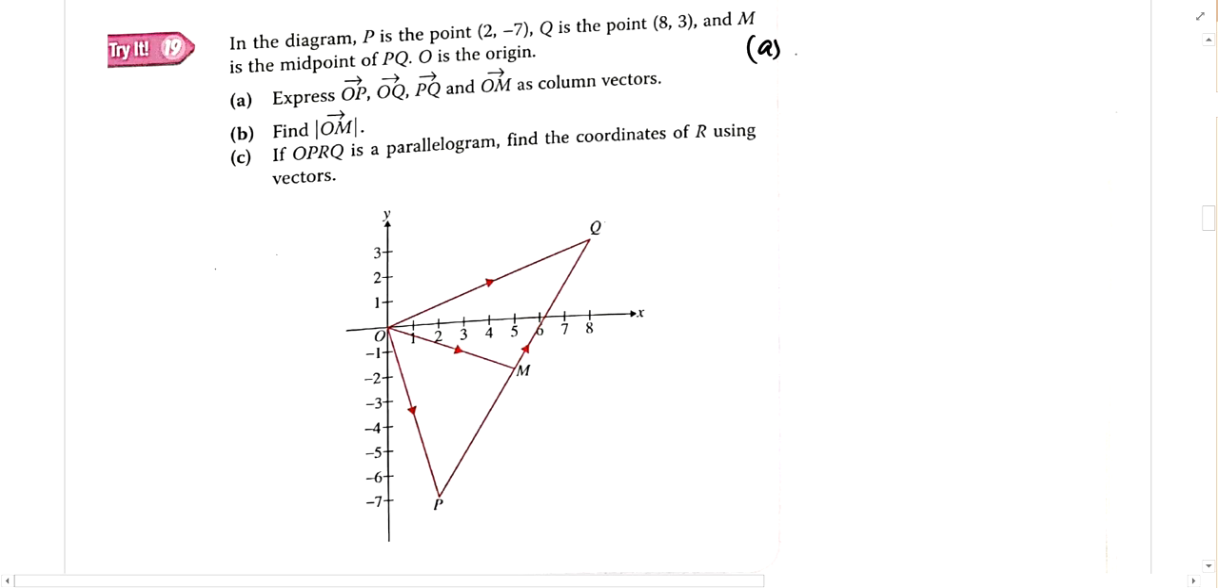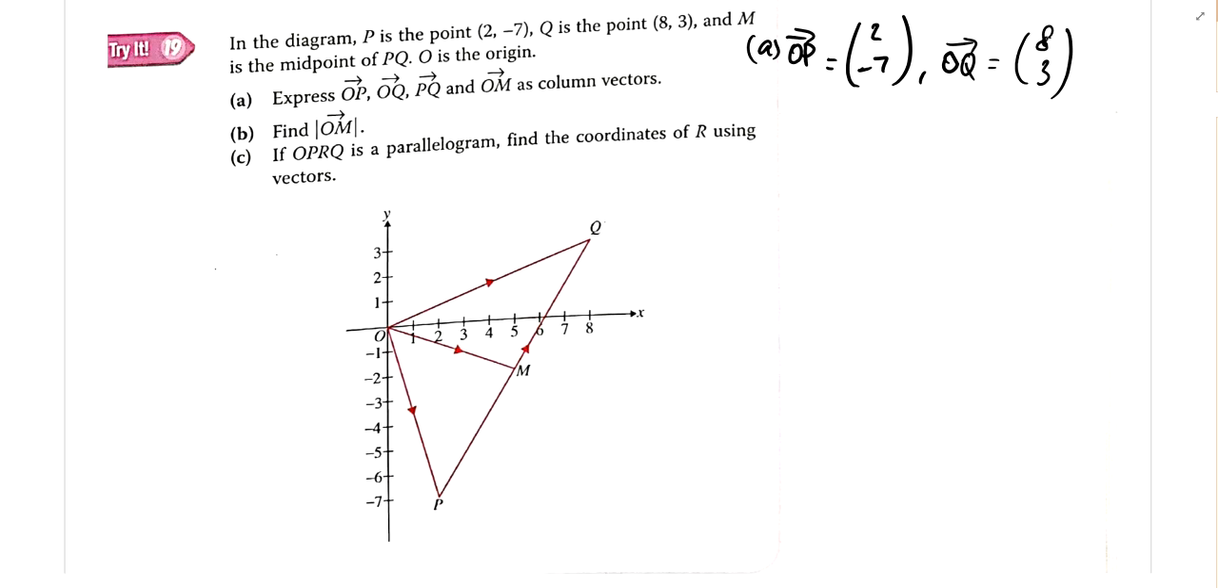So for part A, OP is equal to 2, negative 7. Okay, OQ is 8, 3. Need to think or not? No need, no need to think. Just put down the answer only. Okay. Then we also require PQ.